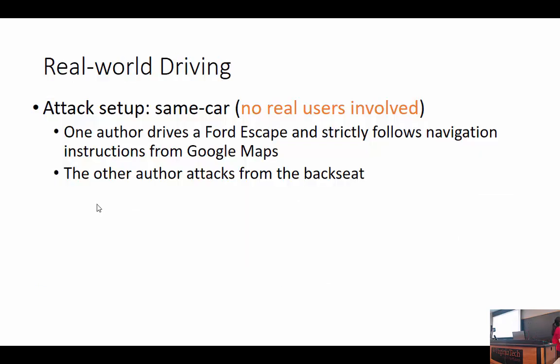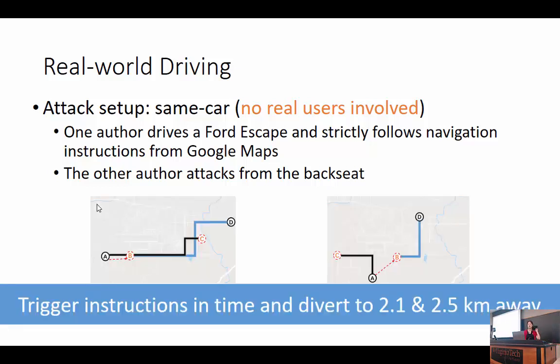So these are our attack scenarios. One of our authors is driving the car, a Ford Escape, and he follows the navigation instructions from his Google phone, from his smartphone. The other author is operating our GPS spoofers from the back seat. You can see the paths that we drove in these 2 scenarios. In each of these attack cases, we successfully diverted the victim cars 2.1 and 2.5 kilometers away, respectively.